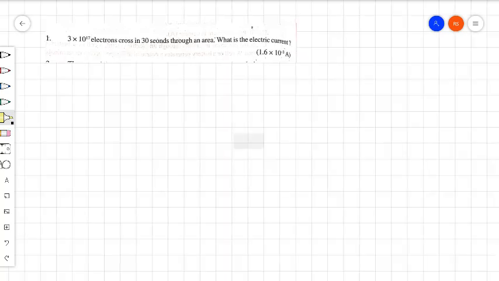So here, what is the total charge? The total charge is 3 into 10 to the power 7, this is the number of electrons. When this total number of electrons is multiplied by 1.6 into 10 to the power minus 19, we get the total charge.